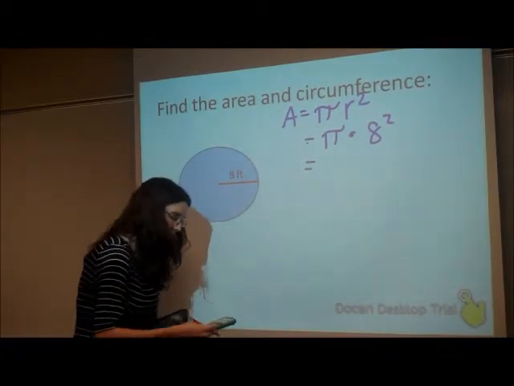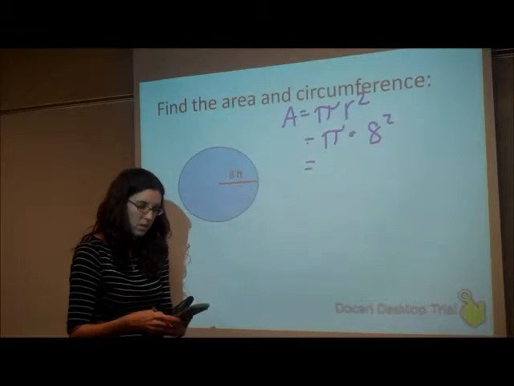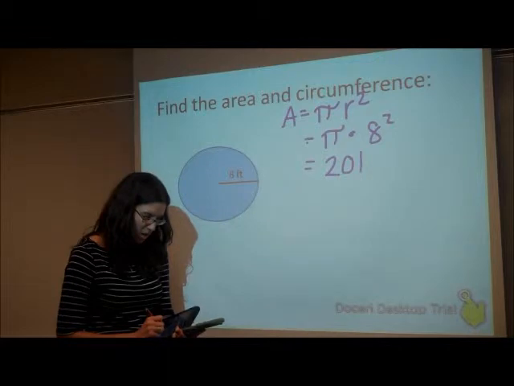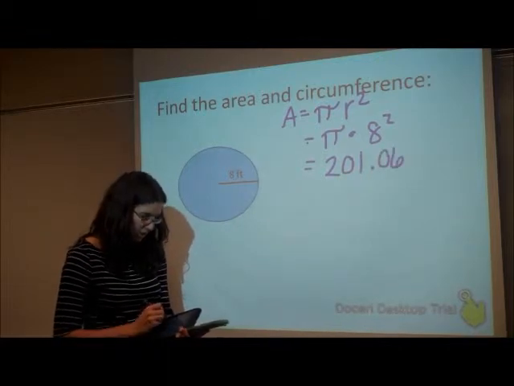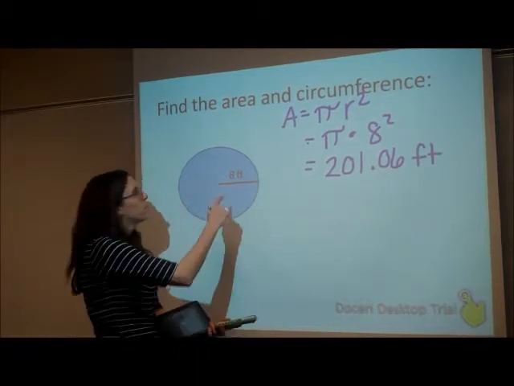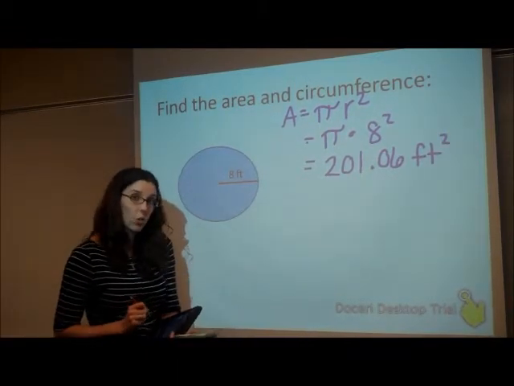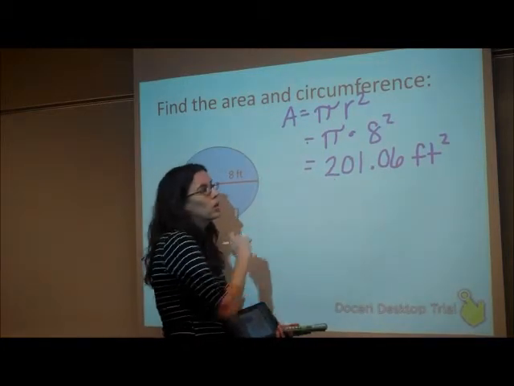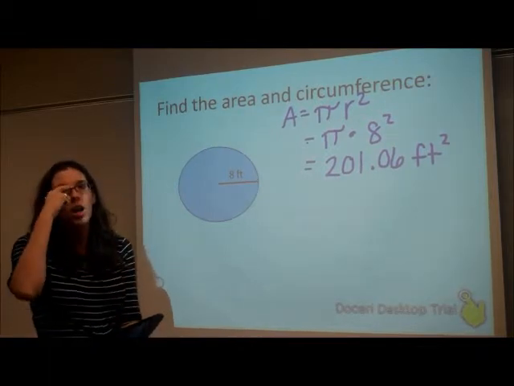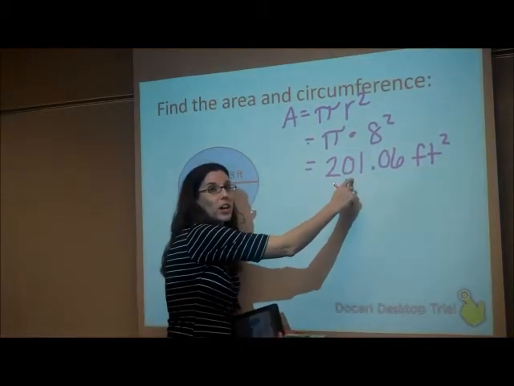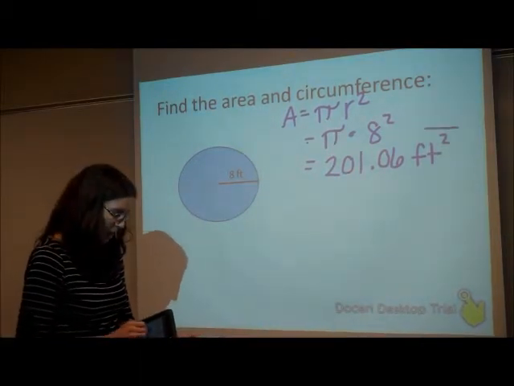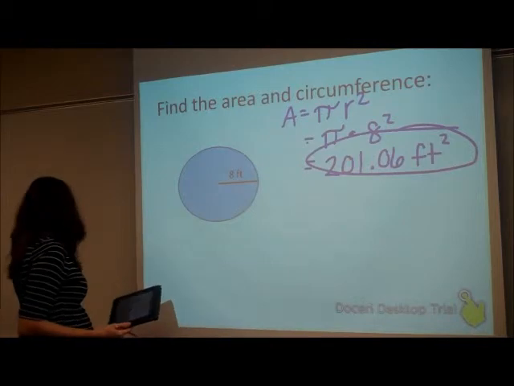Oops. Keep dropping it. It is 201.6. Going to my units. Don't know why I keep saying inches. It's feet, and with area, it is squared. So the area is 201.6 square feet. Since our radius was bigger, our area should be bigger than the previous one, and it is, because we got 50 last time. Okay? So there's my area.